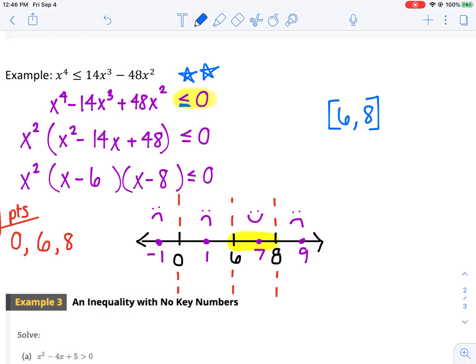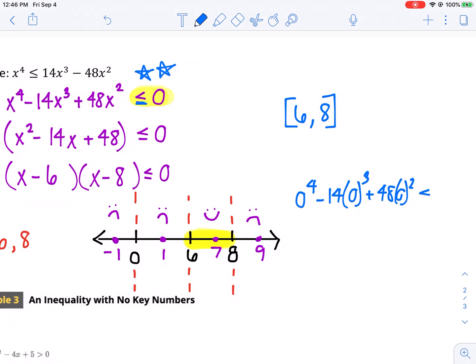So if I plugged into this equation, 0 to the 4th minus 14 times 0 to the 3rd plus 48 times 0 squared, is that less than or equal to 0? Well, 0, 0, 0, yep. 0 is definitely less than or equal to 0. So you also need to include, this is an and symbol.